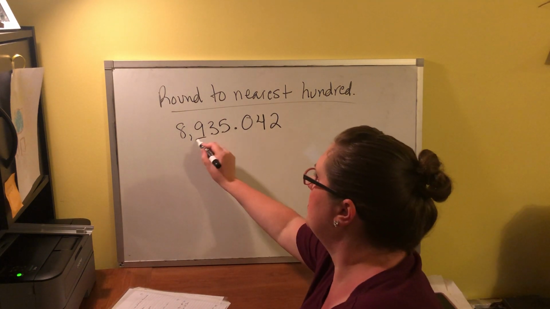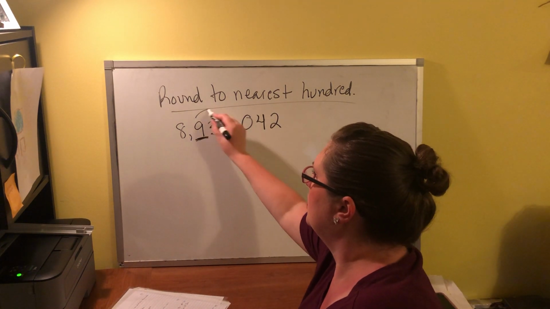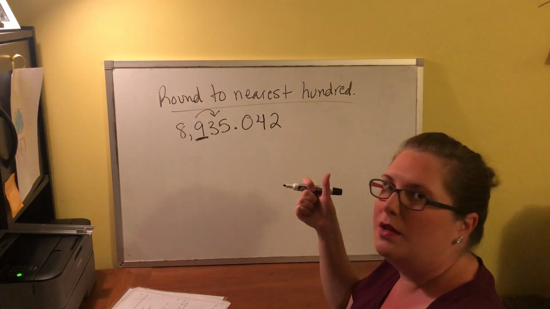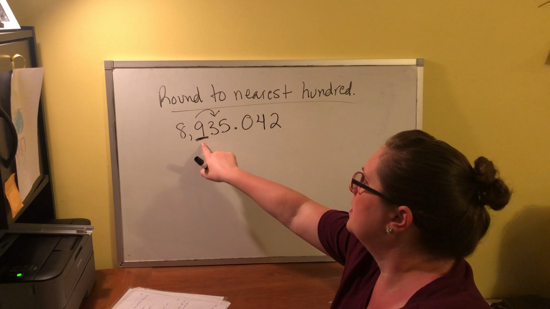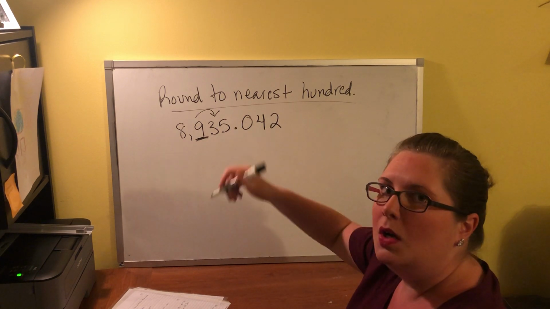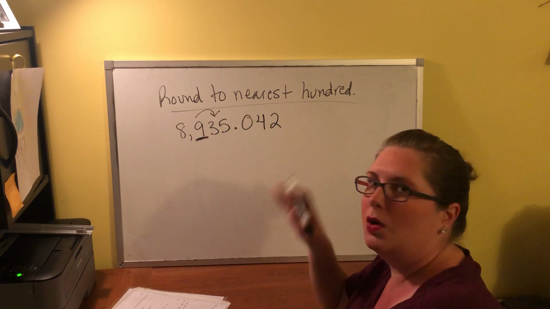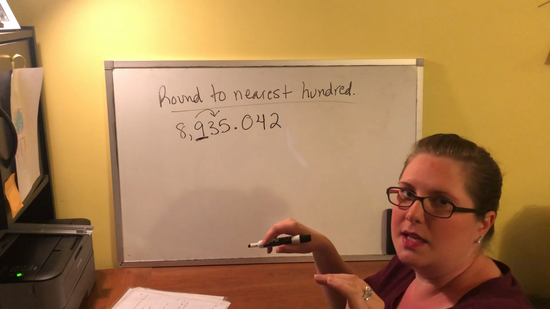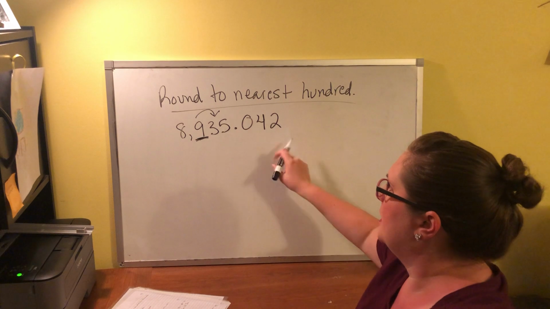So we're starting in the hundreds place. You're looking at the number to the right. You're going to see if that number is 5 or greater. That means you're adding 1 to the hundreds place and rounding up. Or if it's 4 or lower, that means that they call it rounding down, but all it means is it's going to stay the same. And remember, everything else becomes zeros.